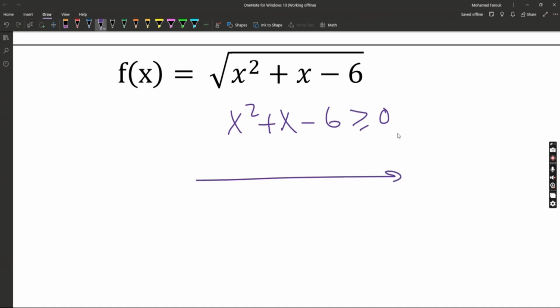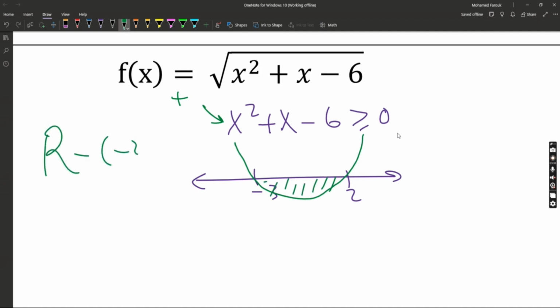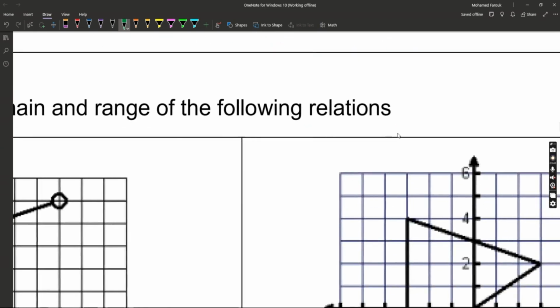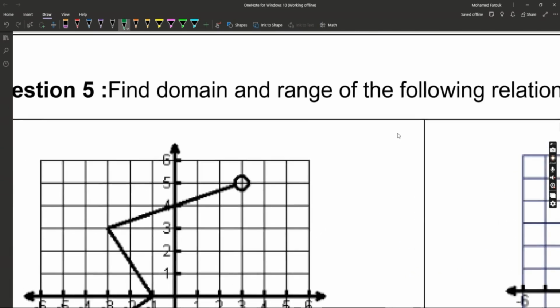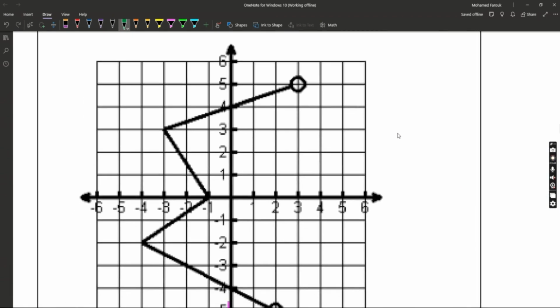Okay, we will draw this line. Negative 3, 2. The coefficient of x squared is positive, so it will be a smile face. This part is negative. We don't need negative values in our domain, so we remove negative 3 and 2. Remember, it's an open interval because negative 3 and 2 are included in our domain. Next. Okay, you need to find the domain and range for each relation.